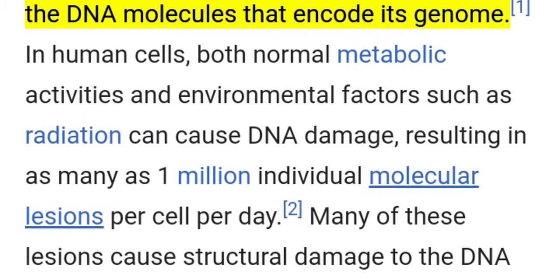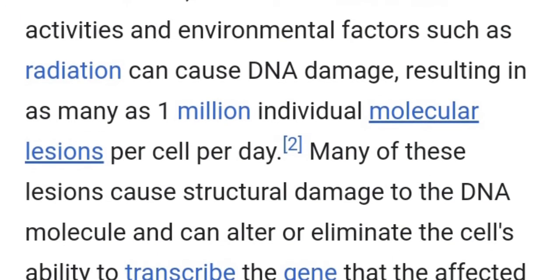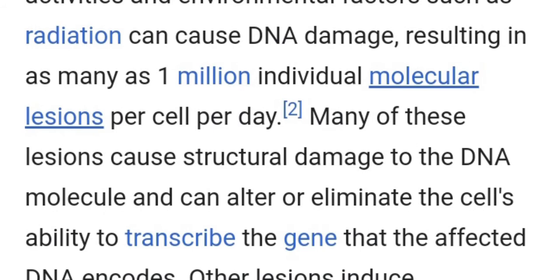Due to some radiations, also called physical mutagens, like ultraviolet rays, especially the UVB rays, which have a specific wavelength that has the ability to cause damage to the DNA and change its structure, and other rays like X-rays. Then there are chemical mutagens, like some alkylating agents and intercalating agents, that can cause DNA damage and result in molecular lesions, meaning damage to the DNA. About 1 million molecular lesions can occur in the cells per day.